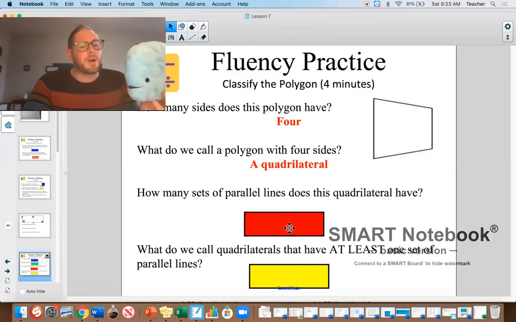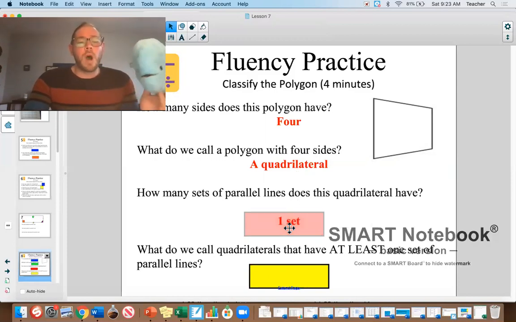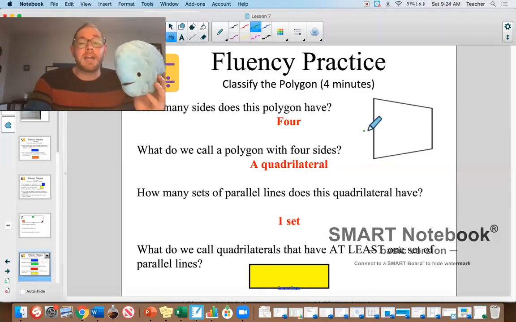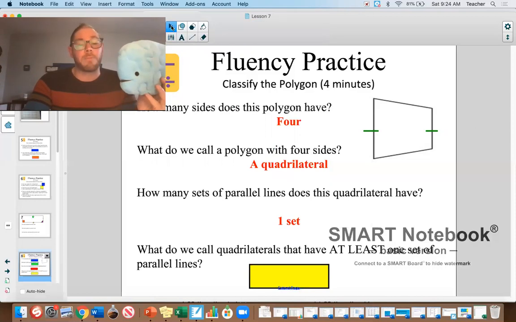Let's see if we can find our answer, brain. One set! You're right, it's got one set. This line and this line are parallel to each other. This line and this line are not, because this one goes down at an angle and this one goes up at another angle. So they will eventually meet. We don't want that when we think about our parallel lines. Parallel lines never meet and never touch.